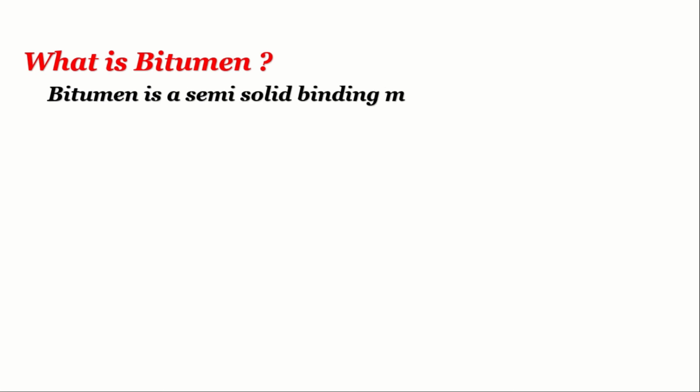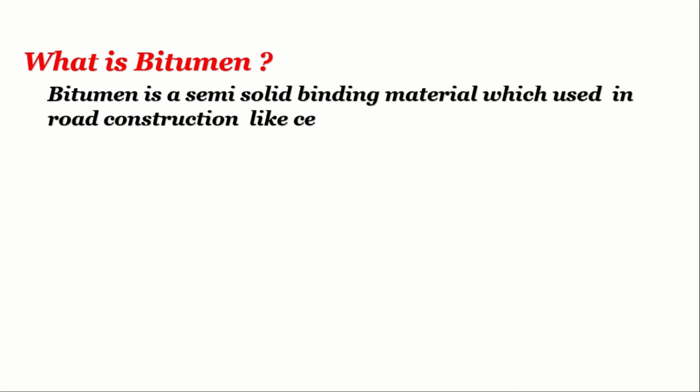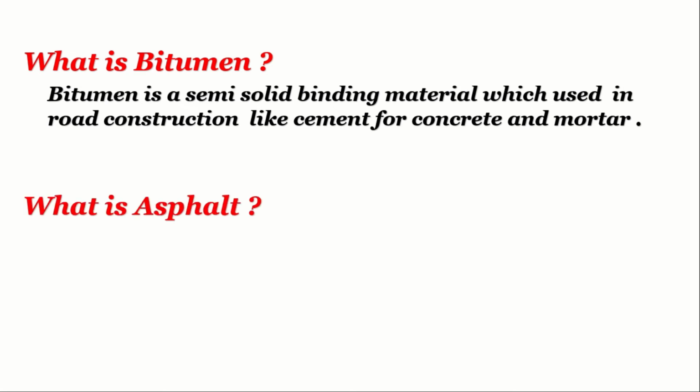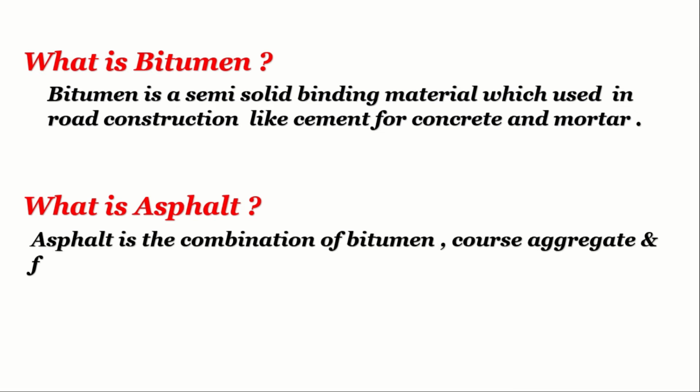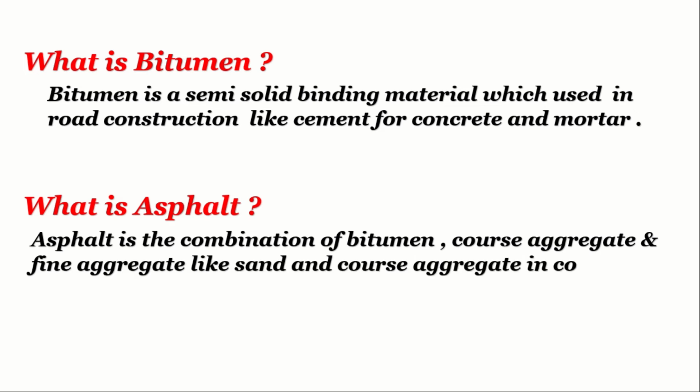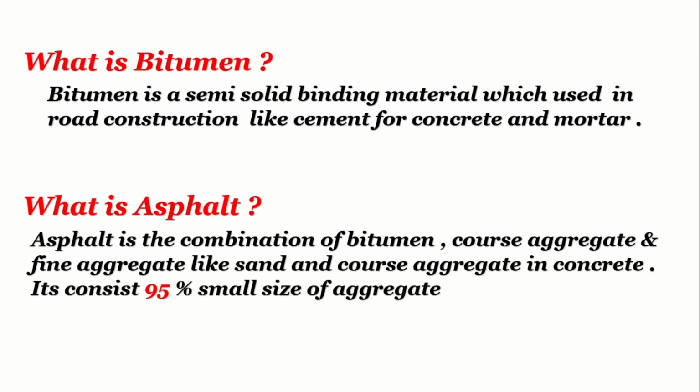What is bitumen? Bitumen is a semi-solid material used as binding material in road construction, like cement for concrete and mortar. What is asphalt? Asphalt is the combination of bitumen, coarse aggregate, and fine aggregate, like sand and coarse aggregate in concrete. It consists of 95% small size aggregate and 5% bitumen.